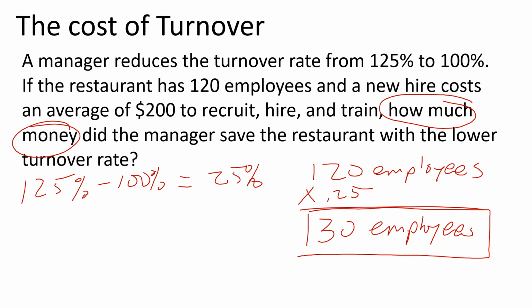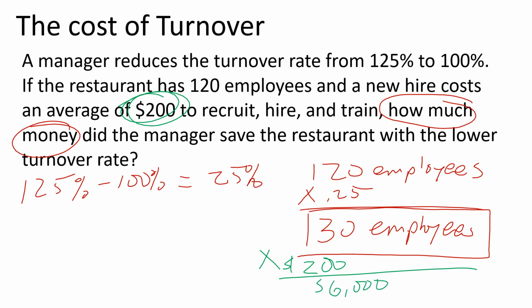And now we've got our 30 employees, and let's switch to green for money. We've got $200 to recruit, hire, and train each person. So now if we multiply this 30 times our $200 per person, that's a savings of $6,000.